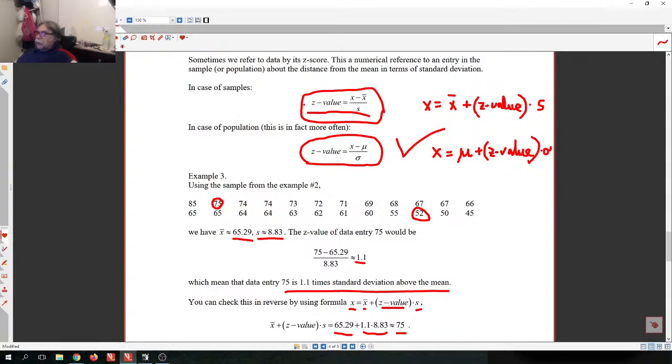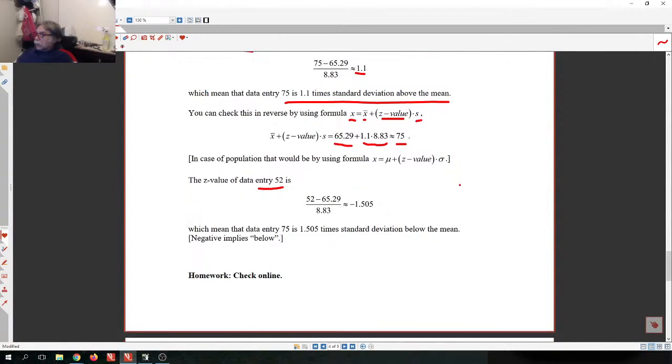Okay, how to get a z value out of the x value, how to get the x value out of the z value. Of course, in both cases, you need to know what the mean is, and you need to know what the standard deviation is. So your sample or a population need to have the mean and standard deviation. It will have it. It's just a question about whether you know what it is, right? So you're going to have to calculate.